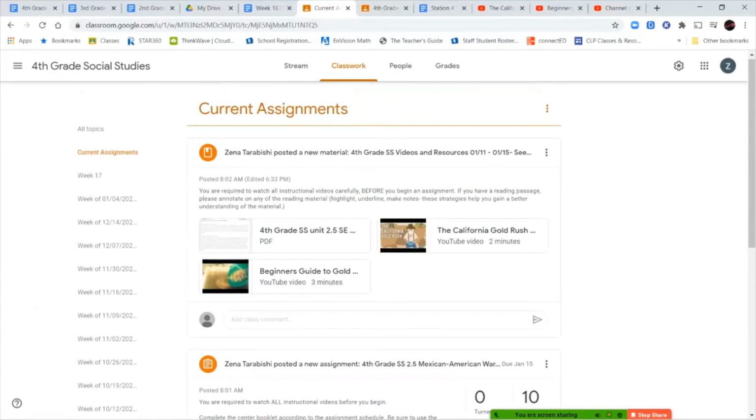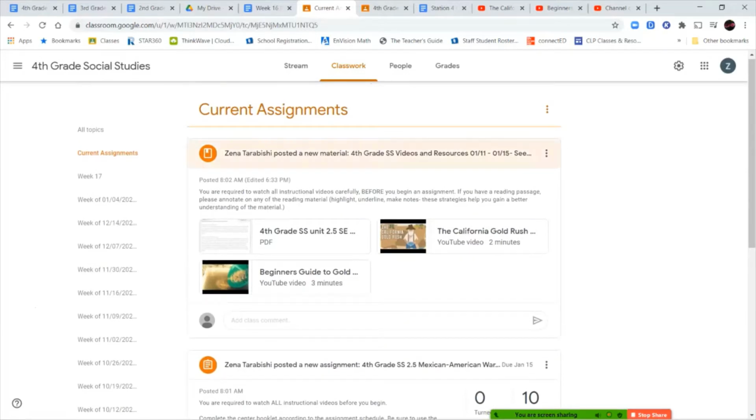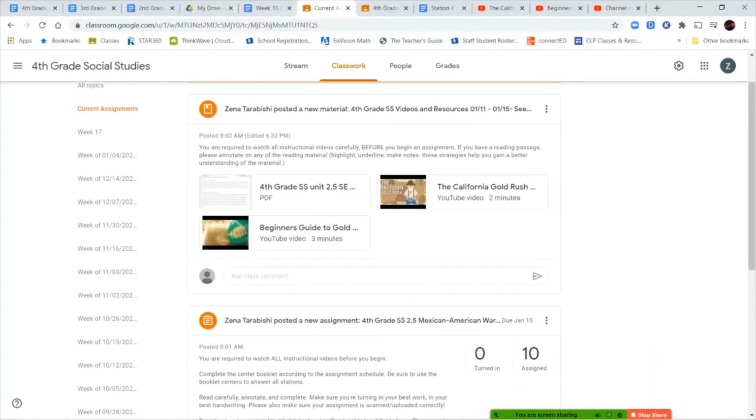Now, there's a couple things in here. The first thing you're going to see is our materials. So you're going to see materials that talk about your Gold Rush project that's going to be due next week. That's right here. If you hover over it, you'll see it says Gold Rush Final Project and Rubric. There's a Gold Rush video in here that I'm going to play for you in just a second.